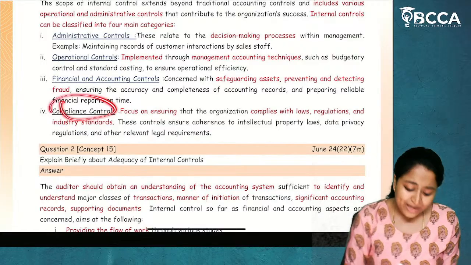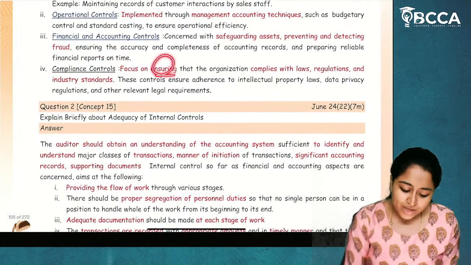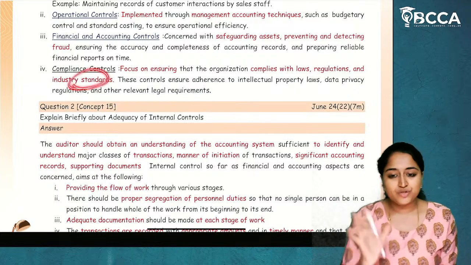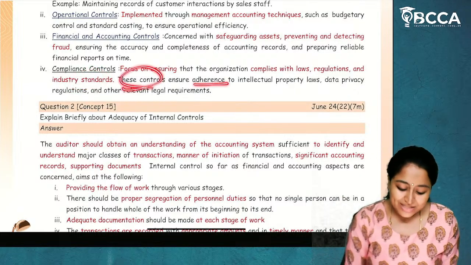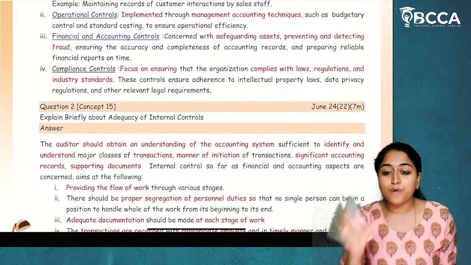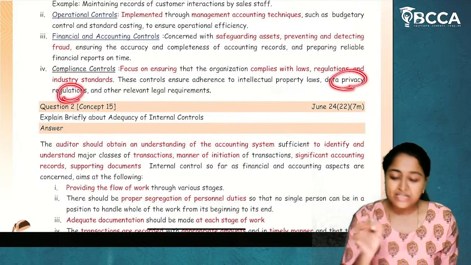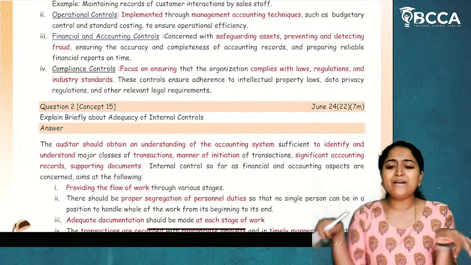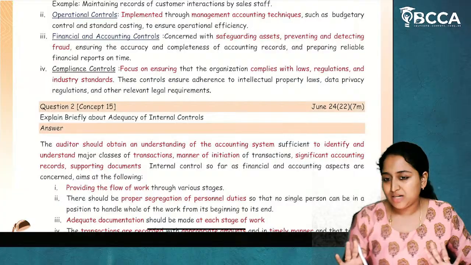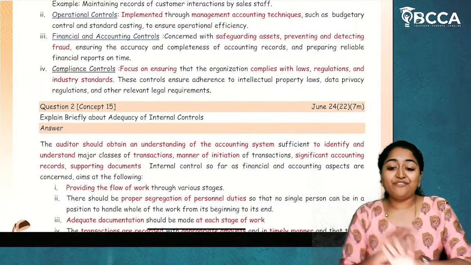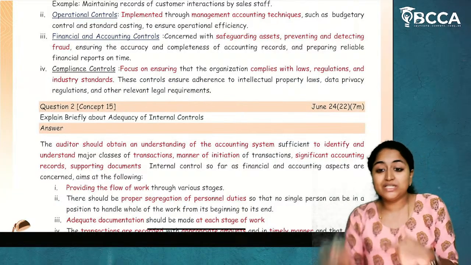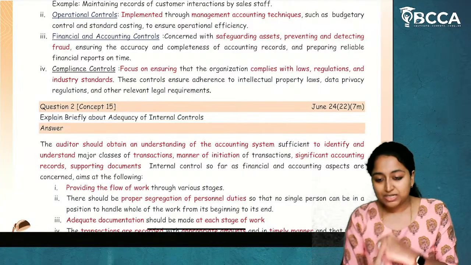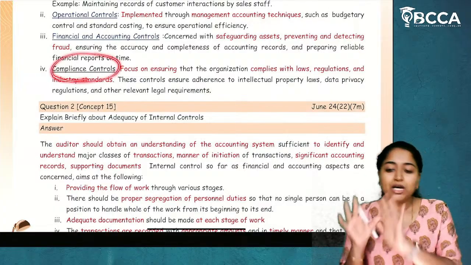Fourth is compliance control. It focuses on ensuring that the organization complies with laws, regulations, and industry standards. These controls ensure adherence to intellectual property laws, data privacy regulations, and other relevant legal regulations. So whatever compliance requirement is there within the organization, to ensure that everything is complied with and there is no risk of non-compliance, if the management are taking any procedural steps, then that is called compliance control.